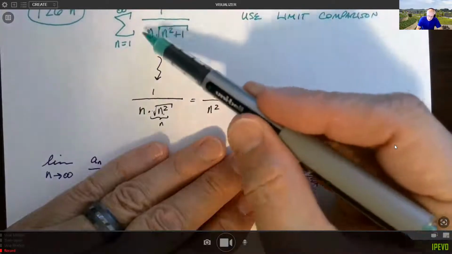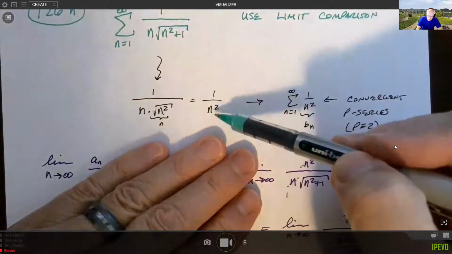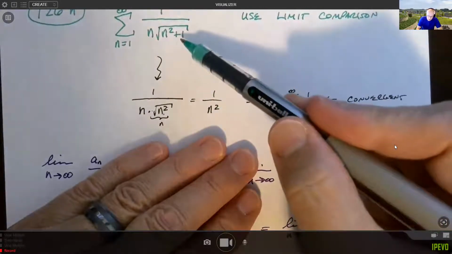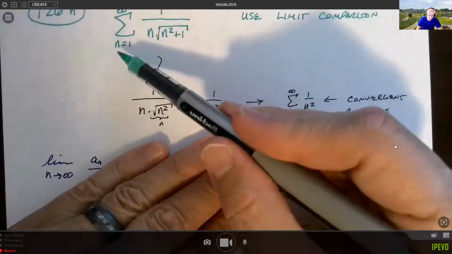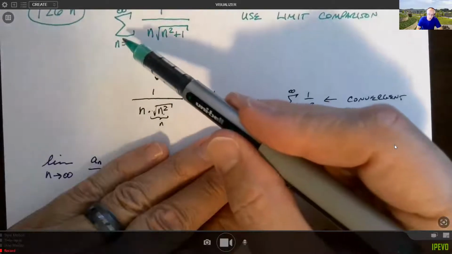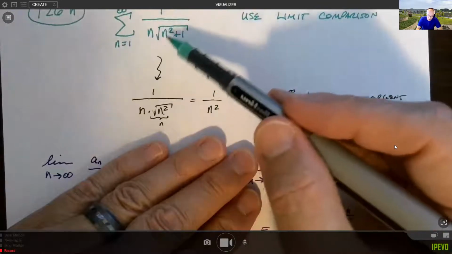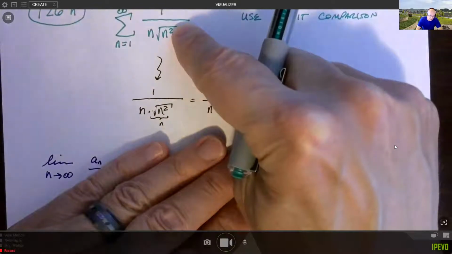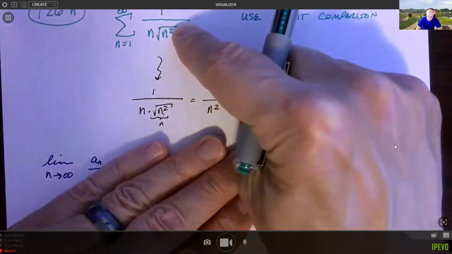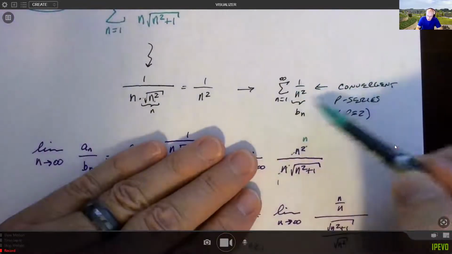And basically for large values of n, this a sub n is going to be very, very close to 1 over n squared, because this 1 becomes very, very insignificant in comparison to n squared as n gets very, very large, like 100, a million, a billion, a trillion, and so on and so forth. So it's going to dominate. So basically it's just going to look like exactly that, which, as I've shown below, is equal to 1 over n squared. Now this series, 1 over n squared, we know is convergent.